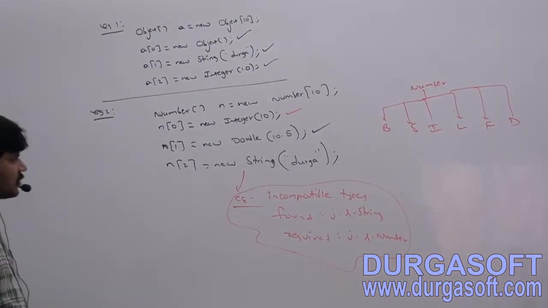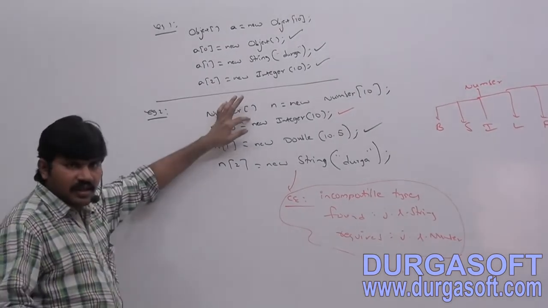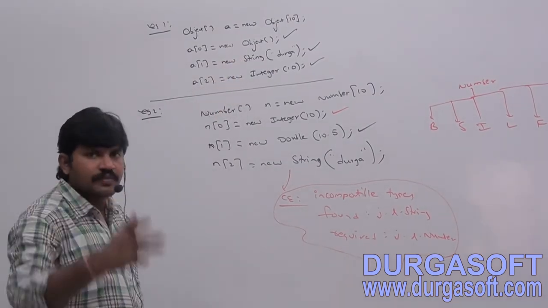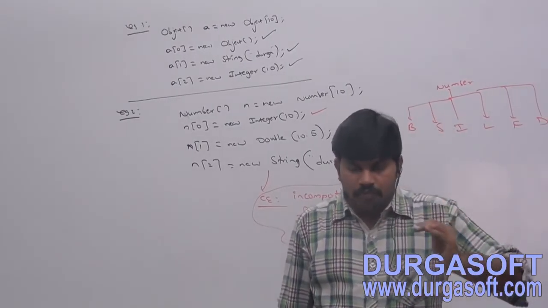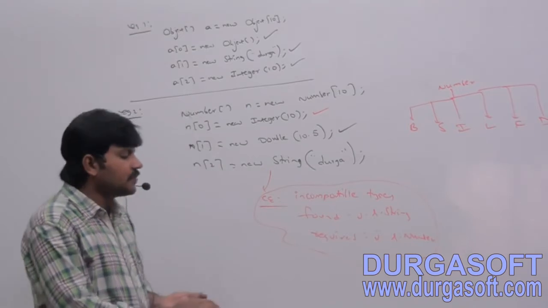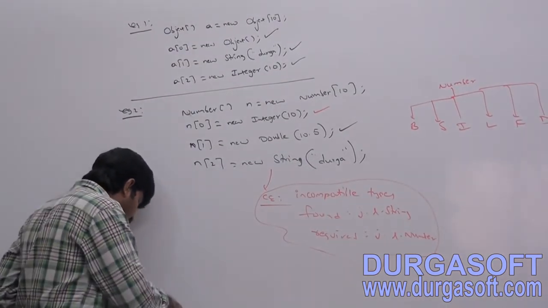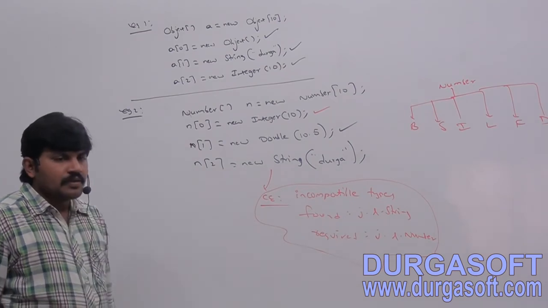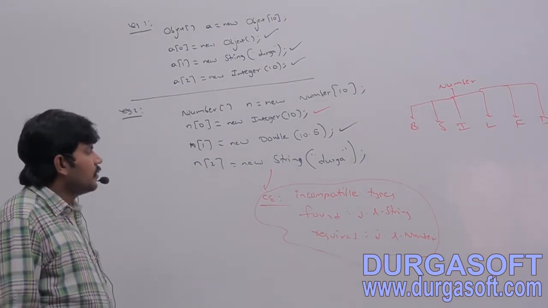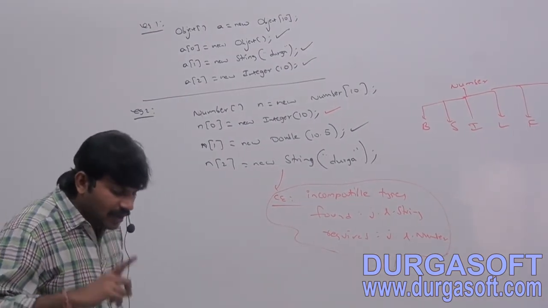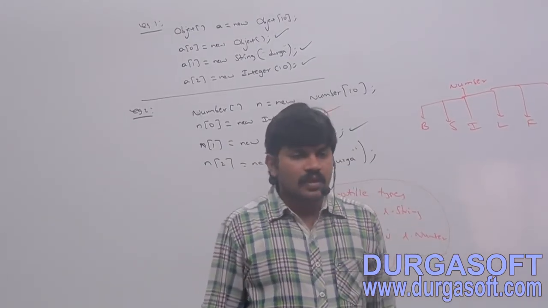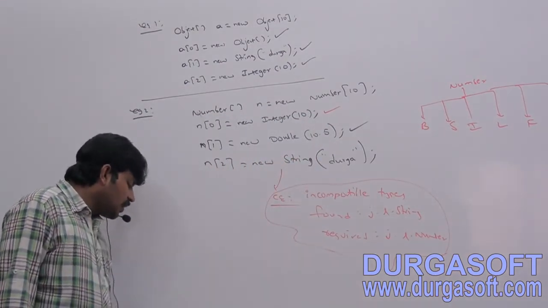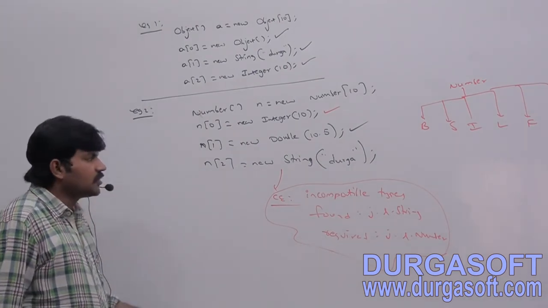So here can I conclude something like this? In the case of object type arrays, as array elements, we can provide either declared type objects or its child class objects. Okay, add that.